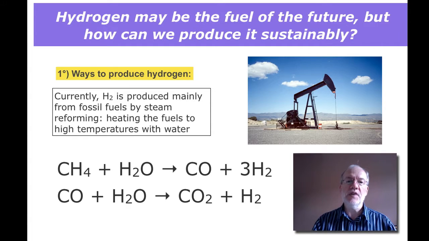First way to produce hydrogen. It is about fossil fuel, about gas and petroleum. Of course, it's not sustainable. You can use methane and water to obtain hydrogen and carbon monoxide, and to the carbon monoxide you can add more water to obtain carbon dioxide and more hydrogen. But there is another way.